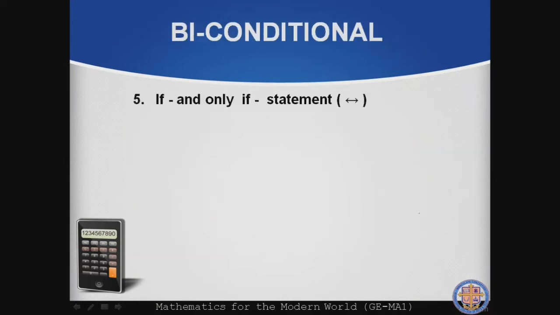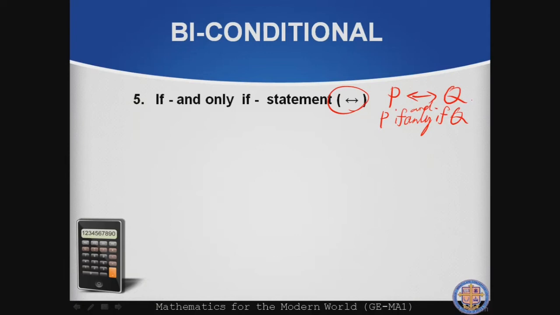Then, biconditional, if and only if statement using arrowheads pointing both sides. So, if I have here P, Q, two propositions connected by this, you read this as P, if and only if Q. Biconditional is the opposite of the conditional statement. If then yon, ito if and only if.